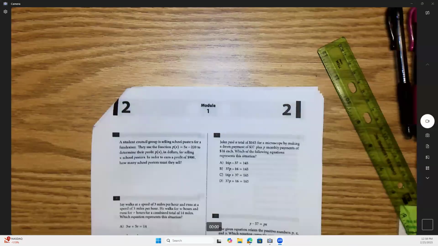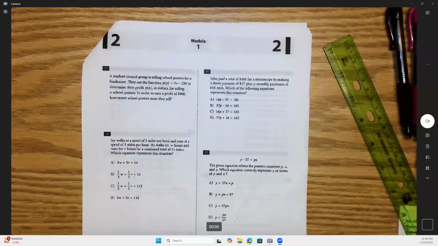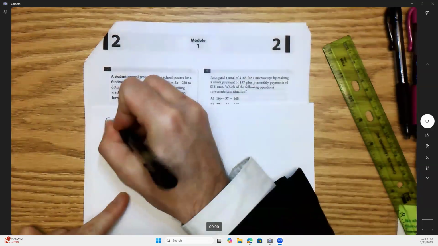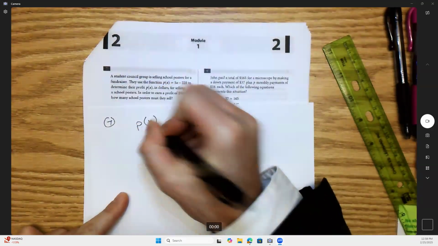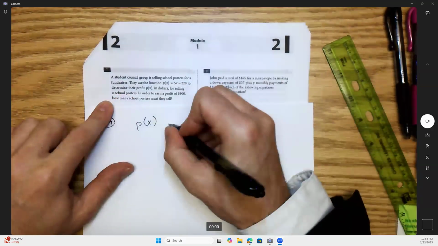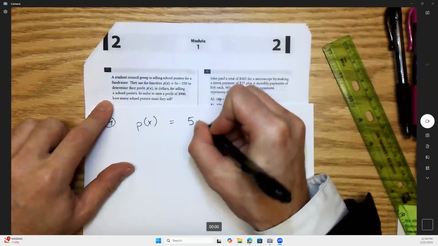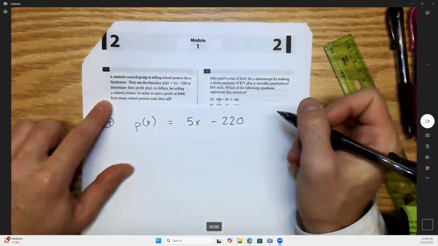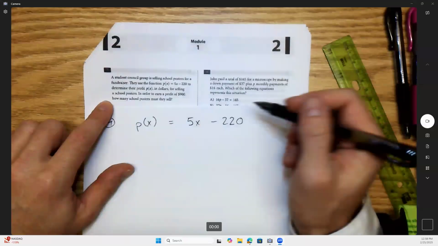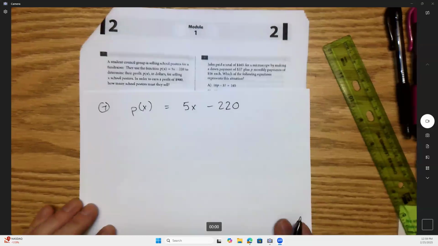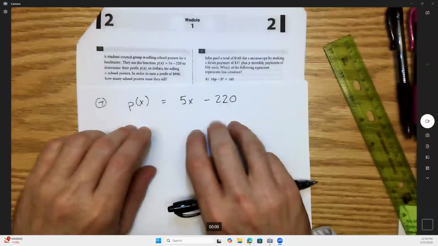Okay, number 7, a student council group is selling school posters for a fundraiser. They use the function P of x, so that's profit as a function of number of posters sold, is equal to 5x minus 220. Okay. In order to earn a profit of $900, how many posters do you have to sell? Okay. Before we dive into that, let me make sure that you guys can read the music of this equation.